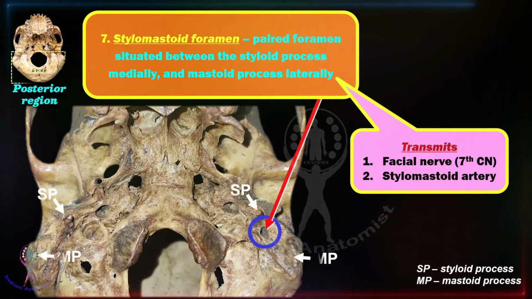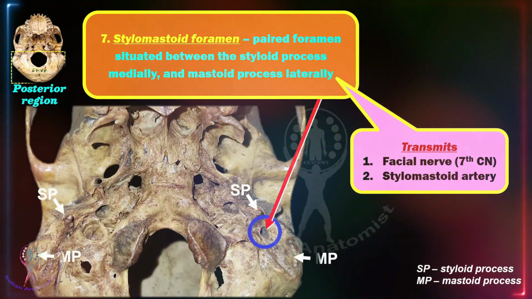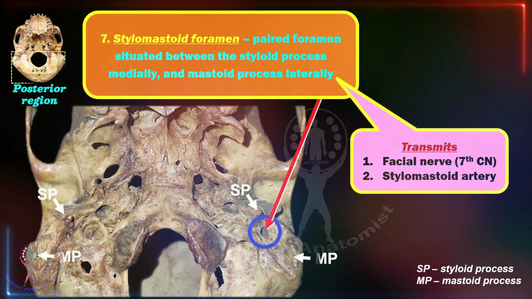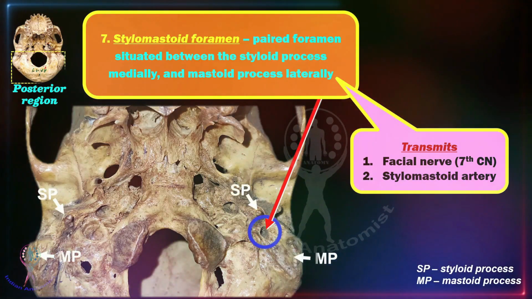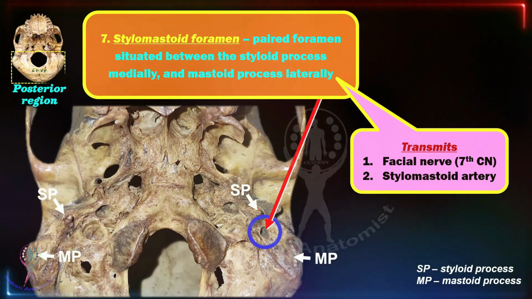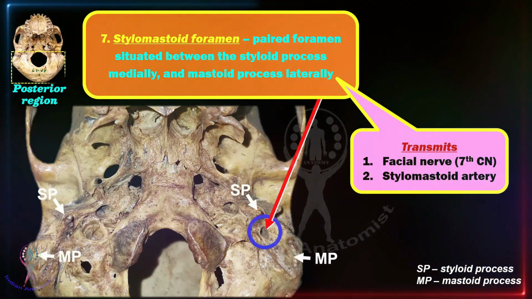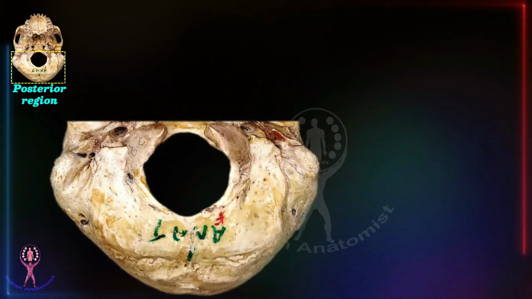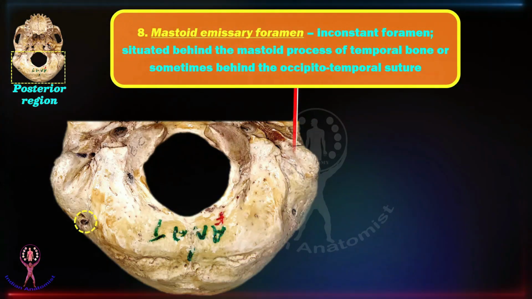The stylomastoid foramen transmits two structures. One, the facial nerve, that is the seventh cranial nerve, and second, the stylomastoid artery, which is a branch of posterior auricular artery. The next foramen is mastoid emissary foramen.